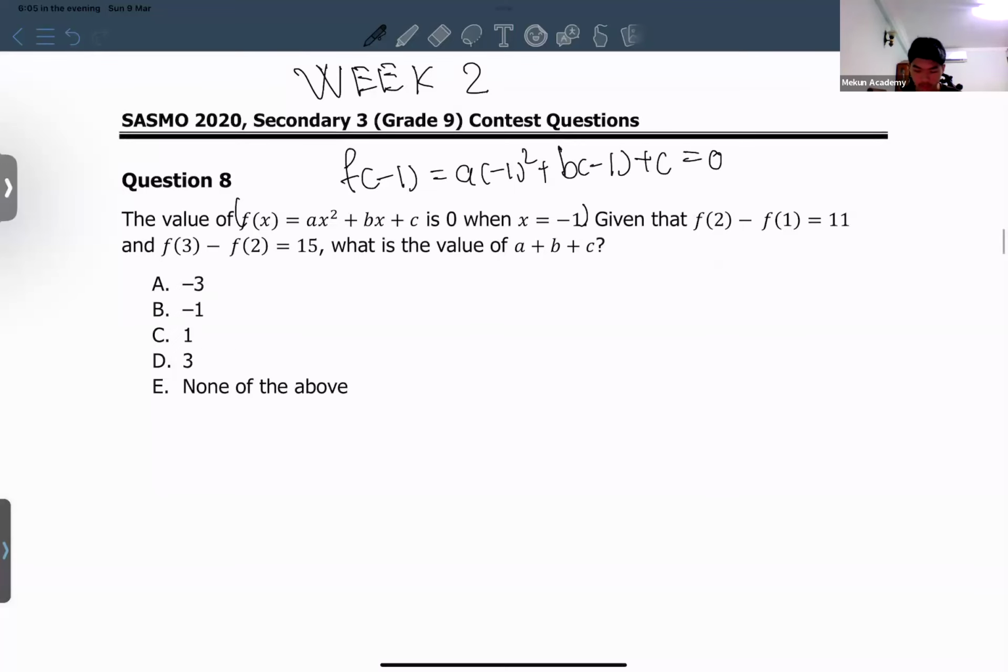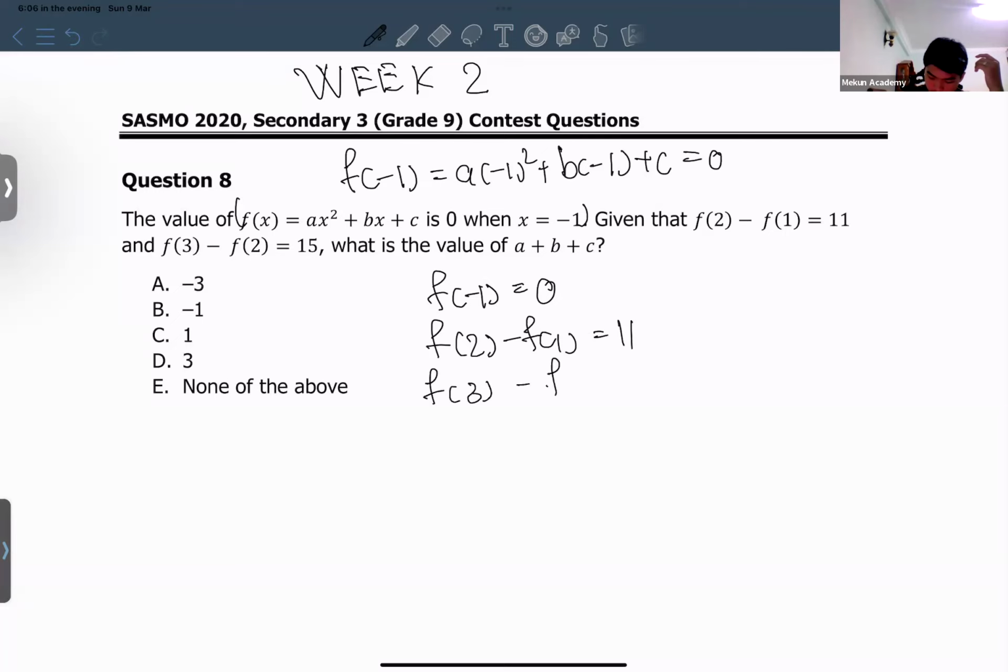And then they also state that f(2) minus f(1) equals 11 and f(3) minus f(2) equals 15. So they want to find the value of a plus b plus c. From here we can find all the equations that they give you. So we have that f(negative 1) equals 0, f(2) minus f(1) equals 11, and f(3) minus f(2) equals 15.